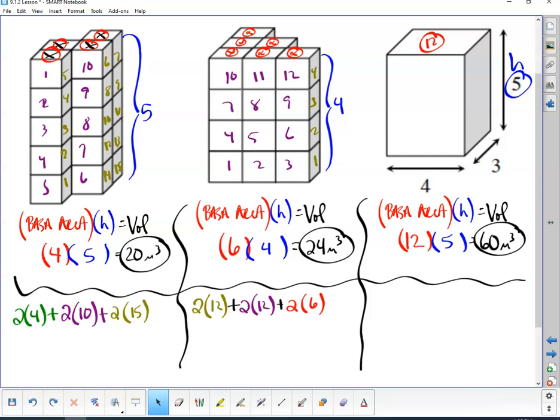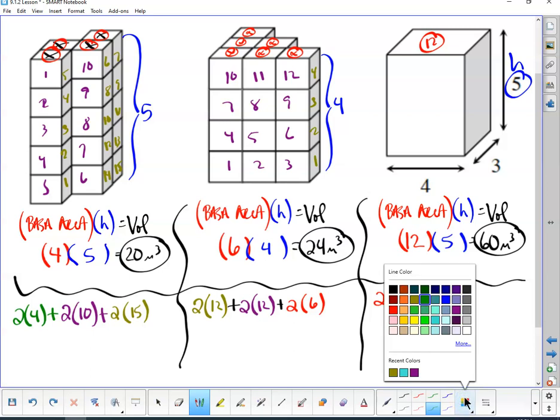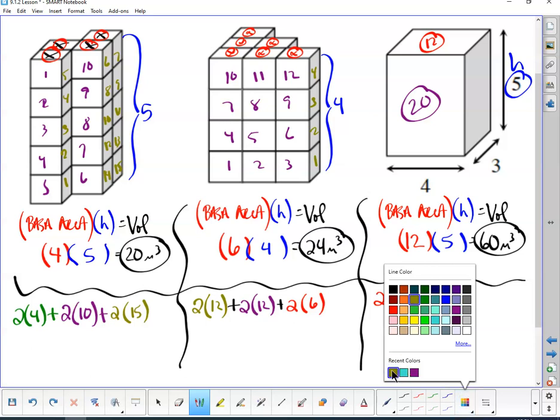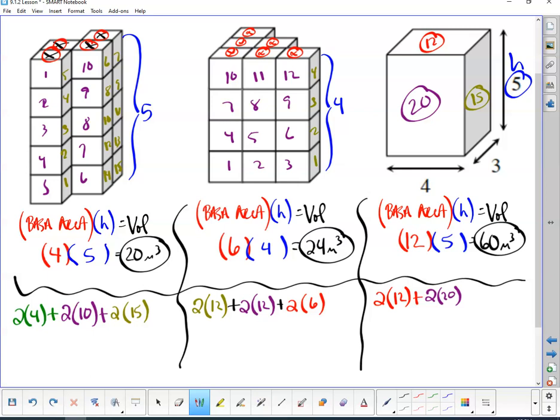And then over here, our base is 12, and we're going to have 2 of those 12s, plus the area of this front is a 4 by 5, which is 20. So we're going to have 2 of those 20s. And then for our side on this one, it's 3 by 5, which is 15. So we have 2 of those 15s. So crunching some numbers, that just becomes 8 plus 20 plus 30, which is 58 units squared for surface area.